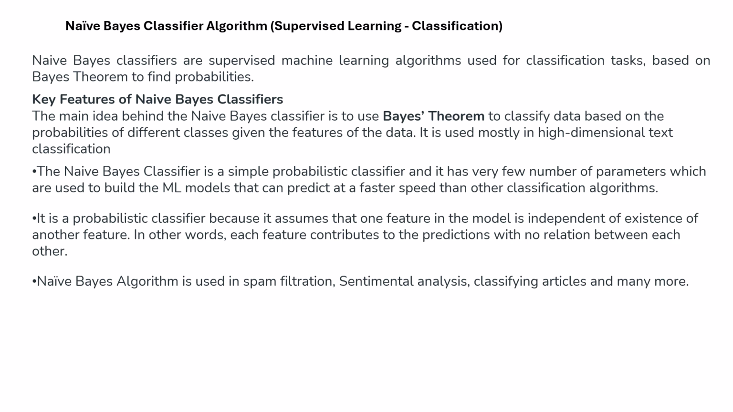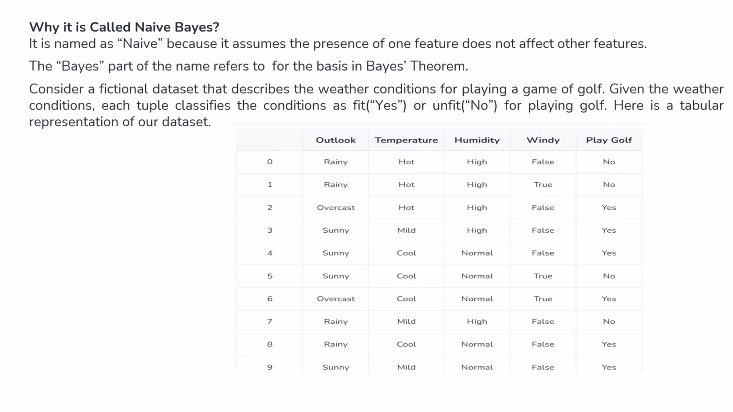The Naive-Bayes classifier is a simple probabilistic classifier and it has a very small number of parameters, which are used to build an ML model that can predict at a faster speed than other classification algorithms. It is called Naive because it assumes the presence of one feature does not affect other features. The Bayes part of the name refers to Bayes theorem, which is its basis.